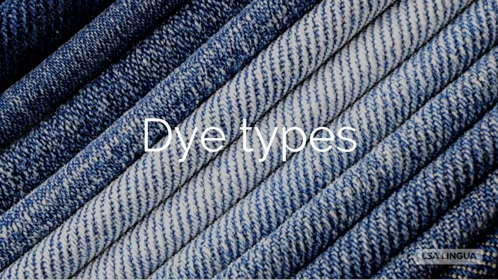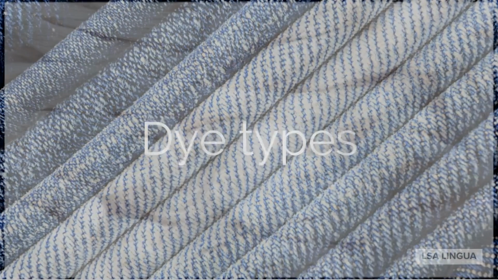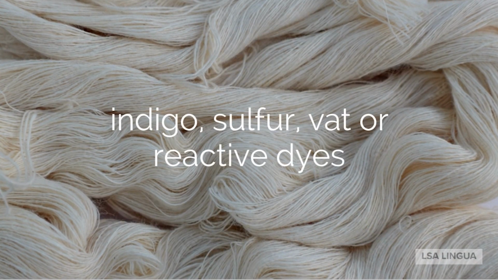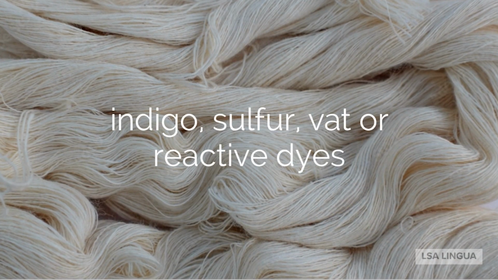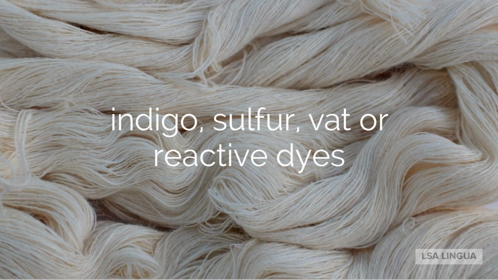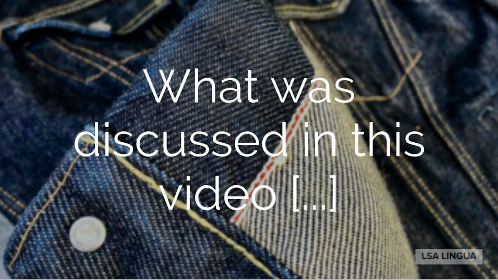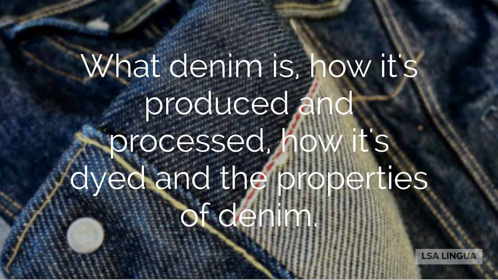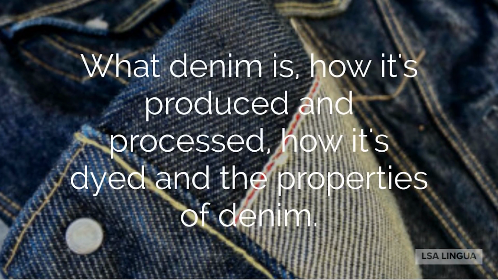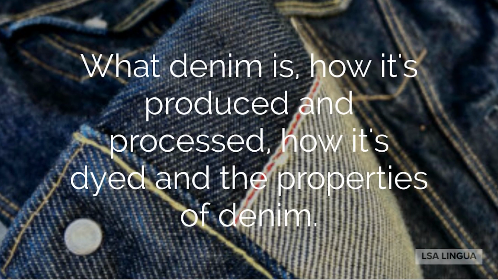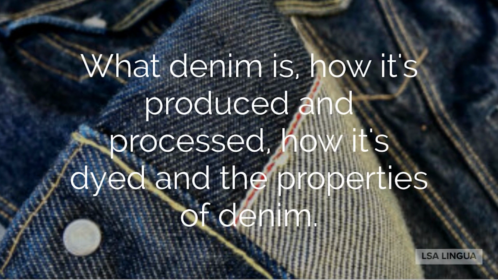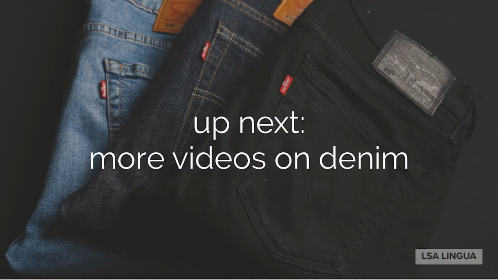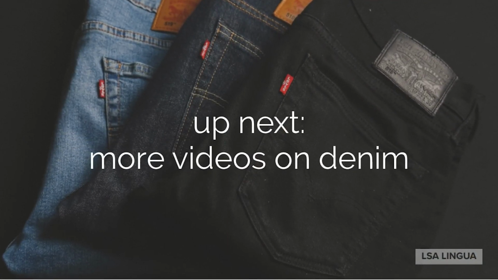Moving on now to dye types. Dyes can be indigo, sulfur, vat, or reactive. So what was discussed in this video? What denim is, how it's produced and processed, how it's dyed, and the properties of denim. Up next, more on denim and raw denim to be specific.